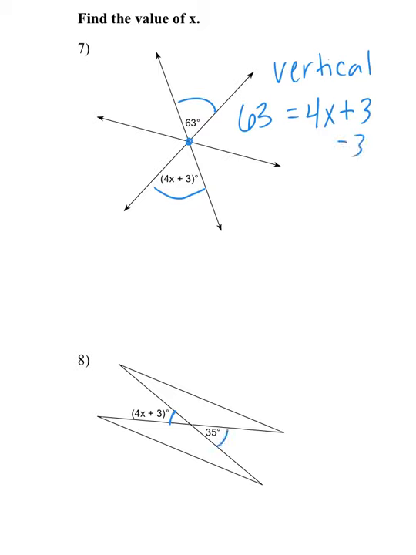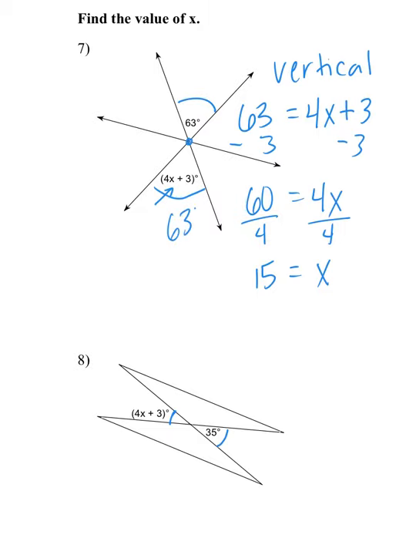So you should get 60 equals 4x. Divide by 4. 15 equals x. Now you can always check it to make sure you're right by plugging it back in. And you do. Okay?